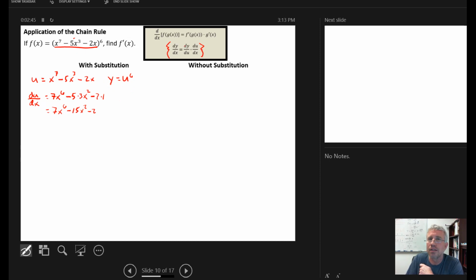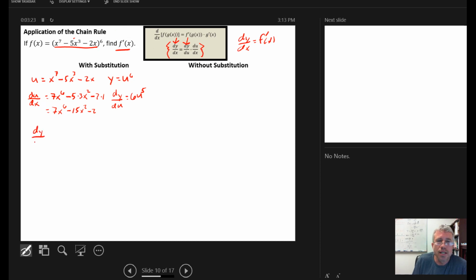And then we need to find dy du. So dy du, the derivative of y with respect to variable u. And that's just going to be the general power rule. Bring the 6 down into the coefficient position on u and reduce the exponent by 1. So we get dy du equals 6u to the 5th. And then I can find the derivative dy dx. Remember, dy dx is just a synonym for f prime of x. So if I'm being asked to find f prime, I'm also being asked to find dy dx.